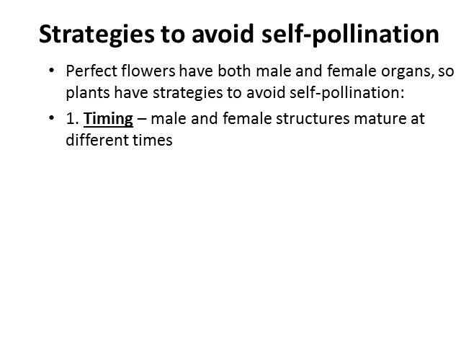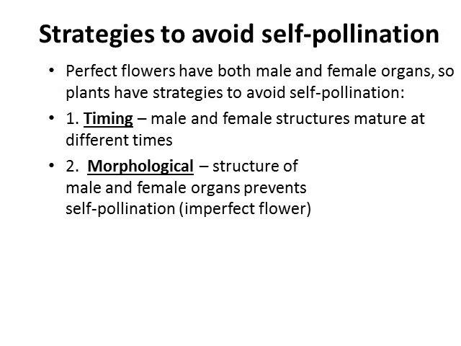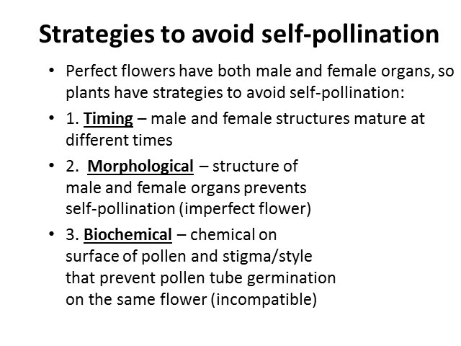One of them is timing. The idea would be that maybe during the first part of their life, they put out their ovary part, and then the second part of their life, they put out their male parts, which means that the younger flowers will get pollinated by the older flowers in a different plant. Or morphologically, the structure of the male and female organs prevents self-pollination. Maybe it's an imperfect flower, or the stamen are really far away from the ovary, and it would take effort to get that onto it.